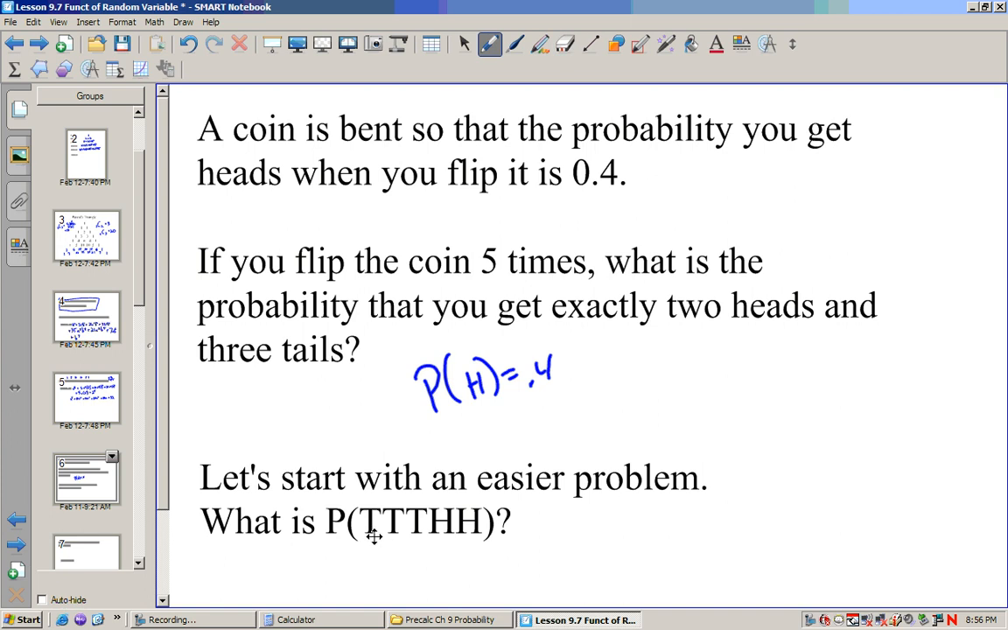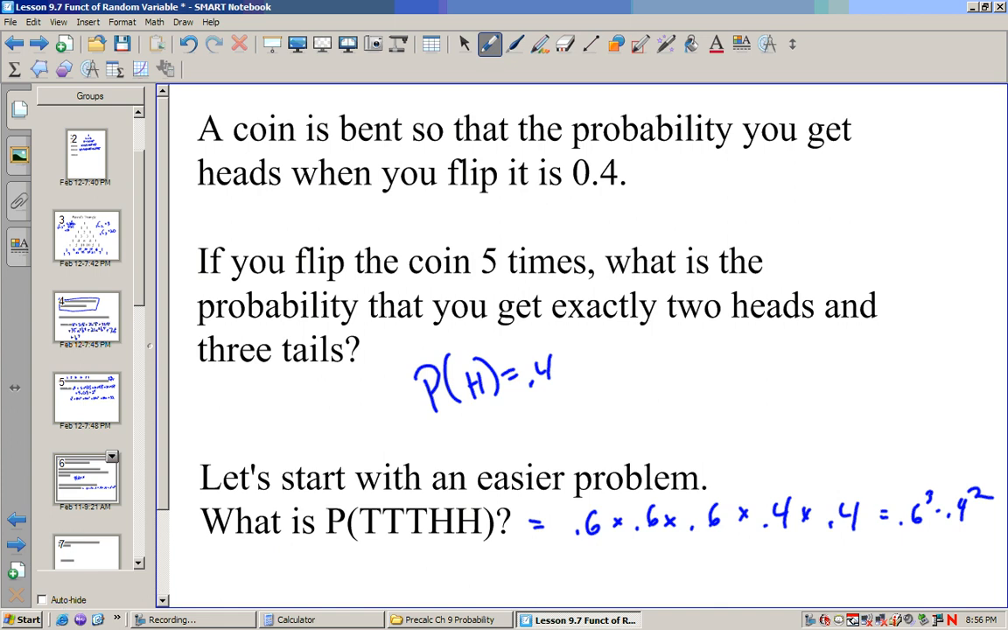What's the probability we get tails, tails, tails, heads, heads? Well, the probability that we get tails on the first one is going to be 0.6. Probability we get tails on the second one is going to be 0.6. Probability we get tails on the third one is 0.6. And then heads on the fourth one is 0.4. Heads on the fifth one is 0.4. So this would be 0.6 to the third times 0.4 squared.